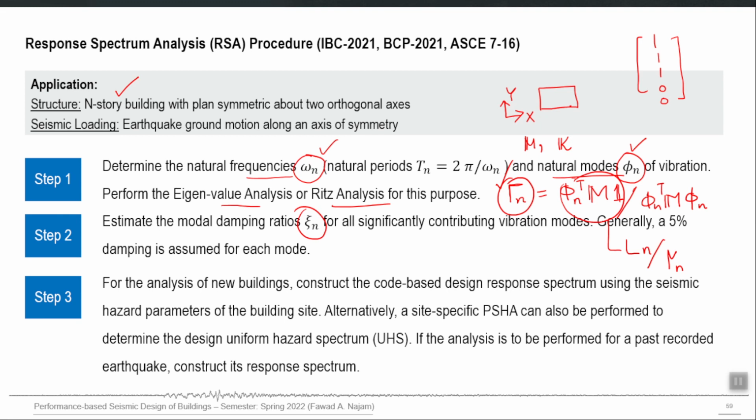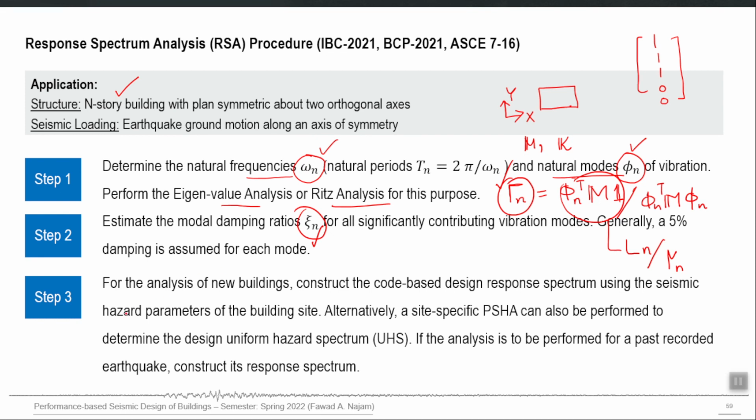There are special other guidelines which guide you about what xi n you should assume. See, this is an estimation, you cannot exactly calculate it. So, it is an estimation or an assumption based on the type of structural system. Different guidelines guide us about what xi n we should use for our case and for each mode. Guidelines also say that for the first mode it should be, let us say, 5%, but for the second and third modes it can be 3% or 2.5%, right.